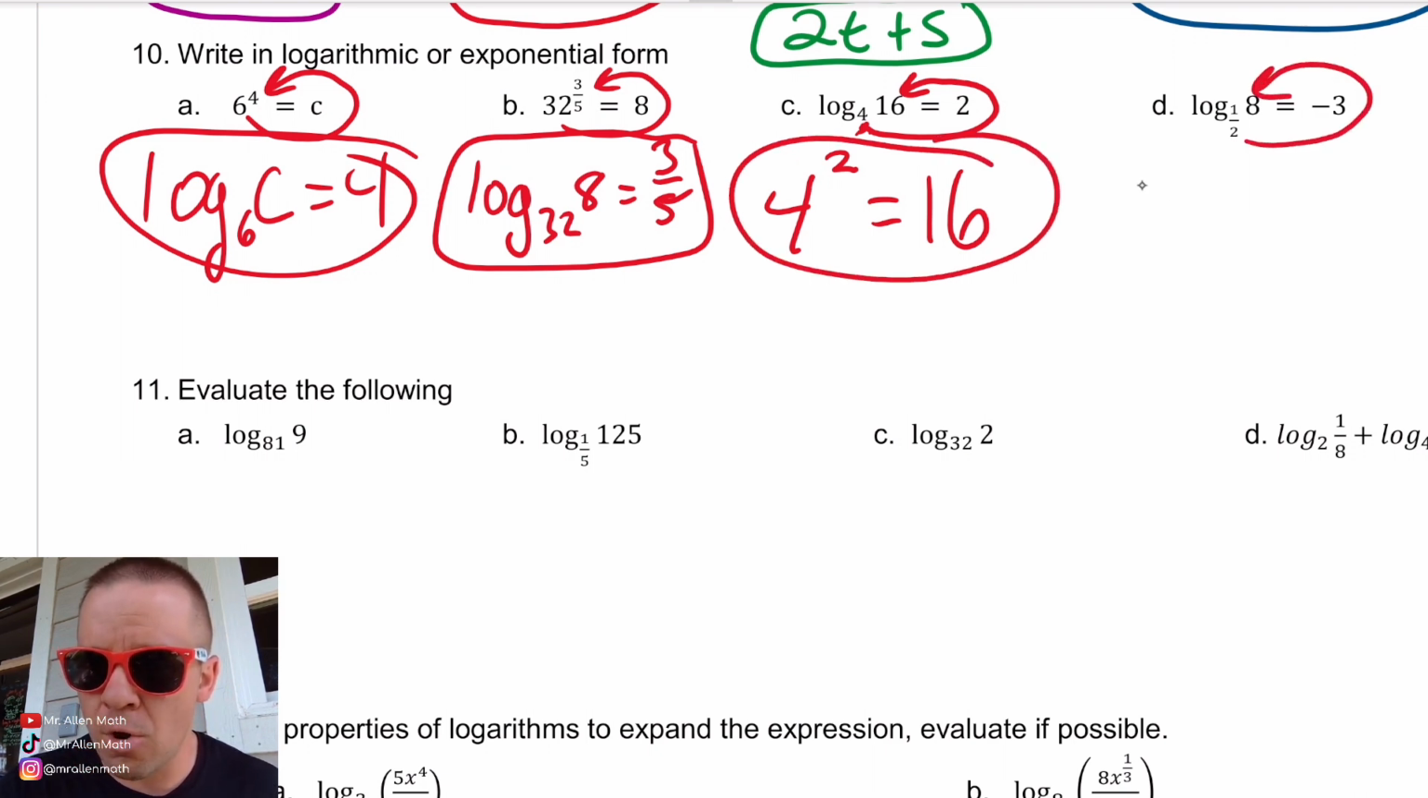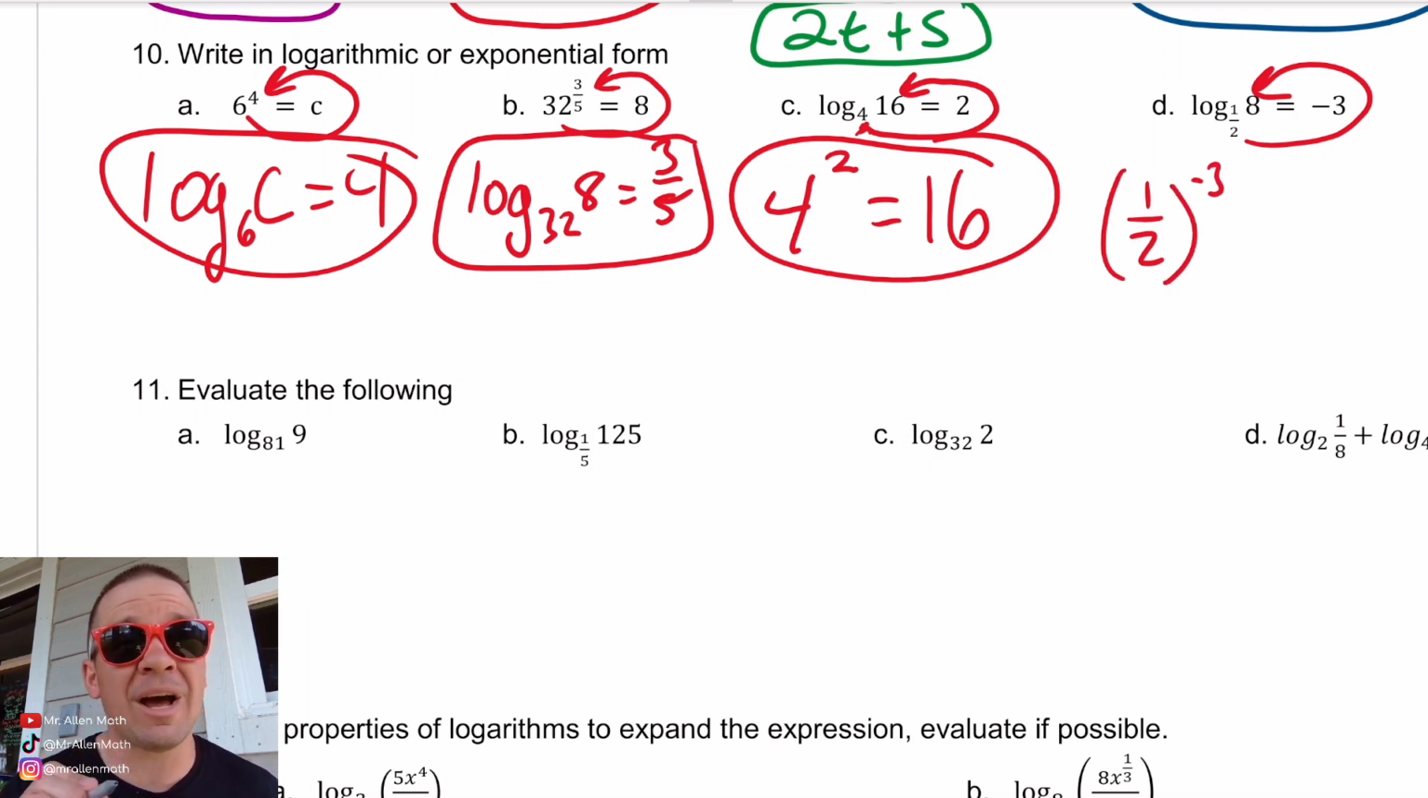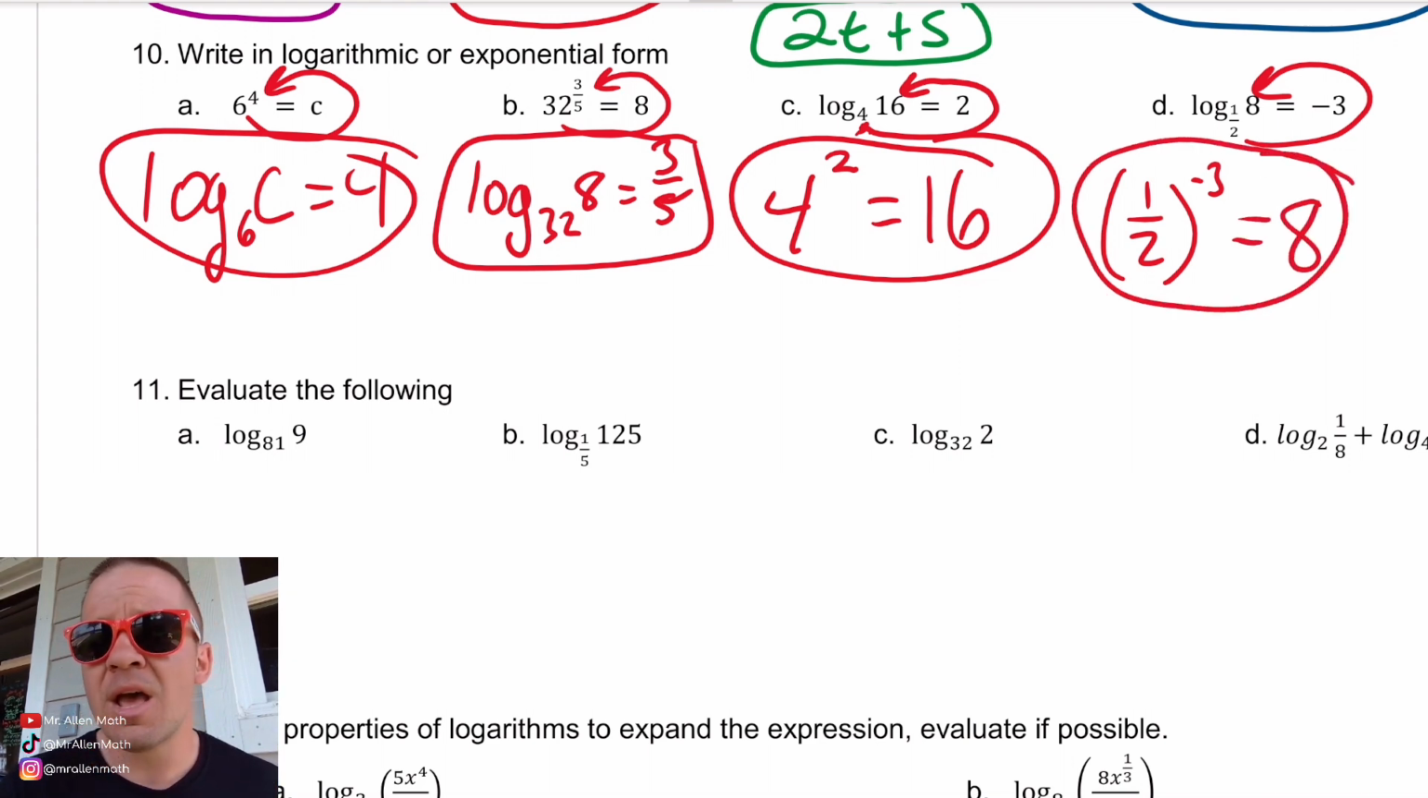And one more. We got 1/2 raised to the -3rd. That whole thing needs to be raised to the -3rd, so do not forget those parentheses there. It is of paramount importance. I tried to sound fancy. Whole 1/2 raised to the -3rd equals 8.